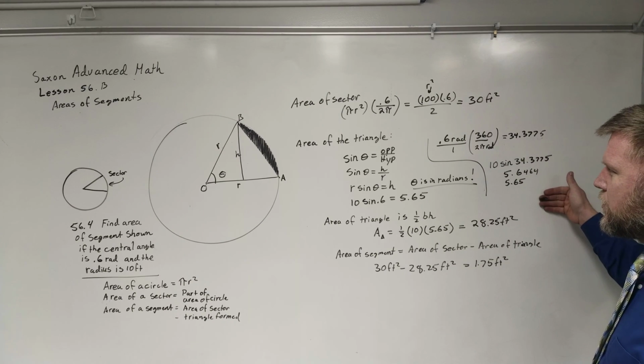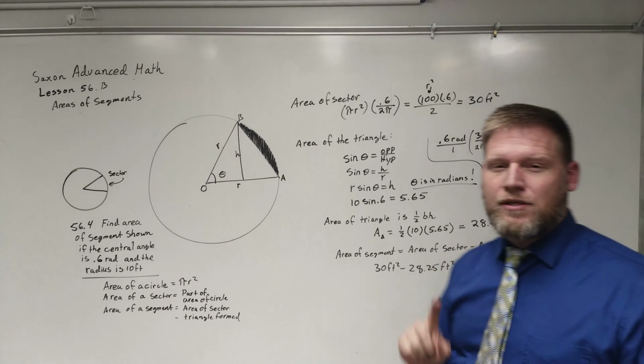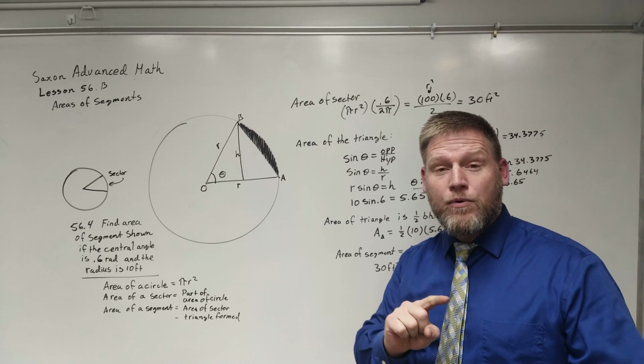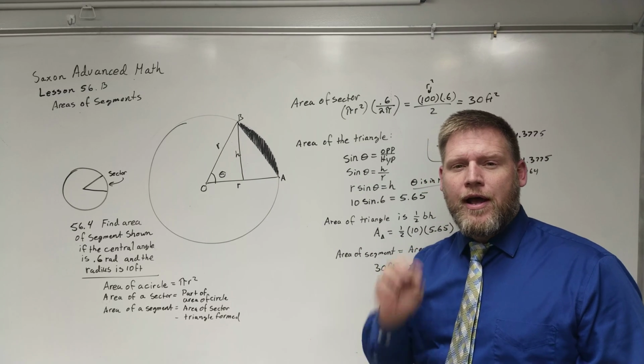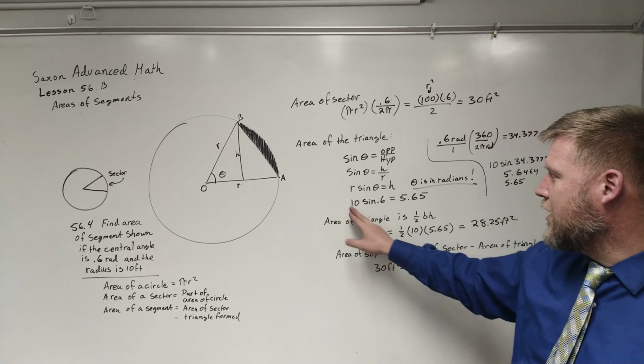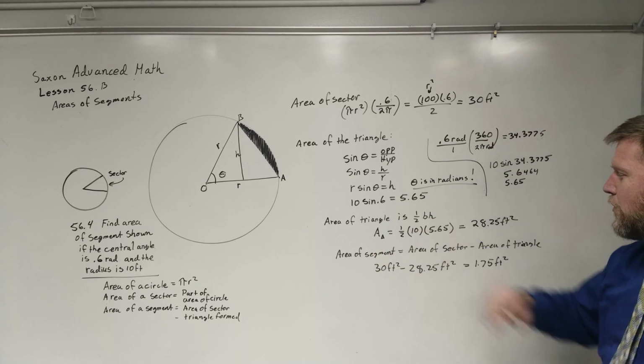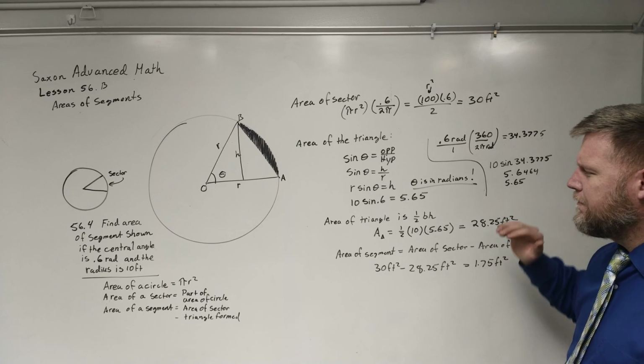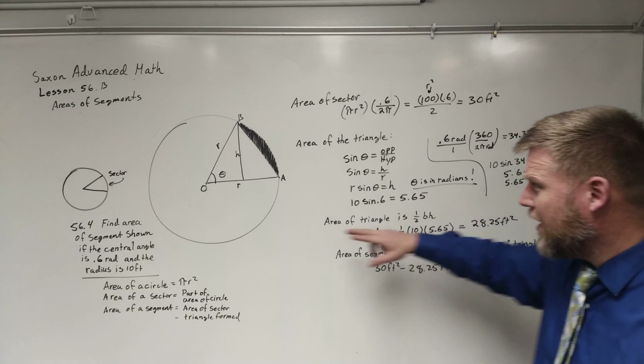But I don't see the reason to go through these extra steps when I can just simply use the mode key on my calculator and convert it into radians, and then I can plug it directly in. 10 sine 0.6 is 5.65. Now, that's my height.